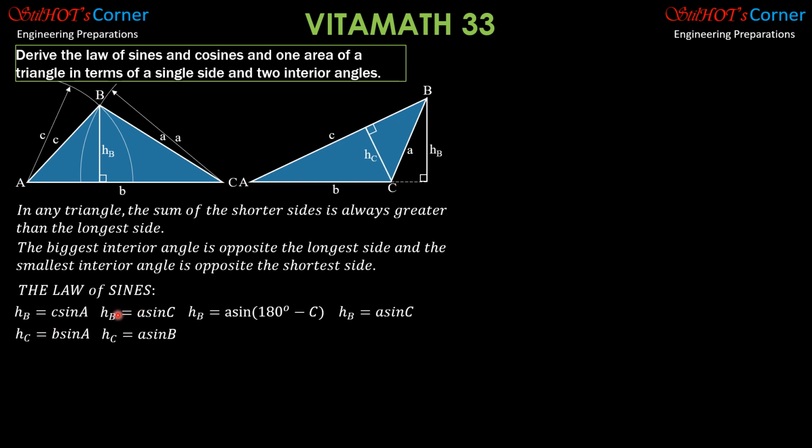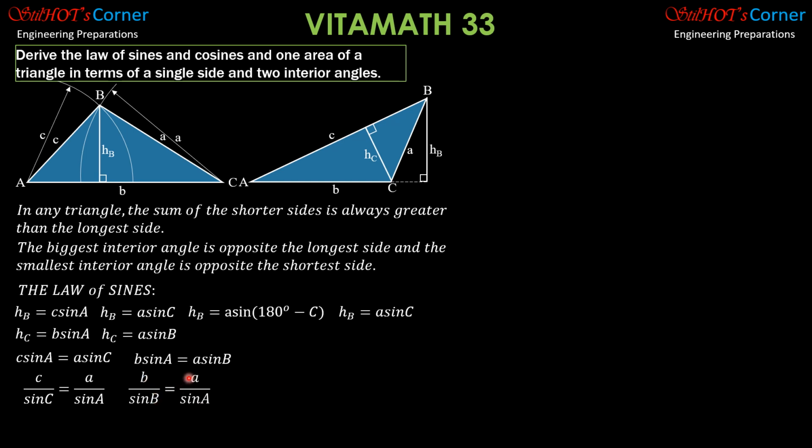From this equation, equating HB, we have C sine angle A equals A sine angle C. Then rearranging, C over sine angle C equals A over sine angle A. Likewise, equating H sub C, we have B sine angle A equals A sine angle B. So from this equation, C over sine angle C equals A over sine angle A. From this equation, B over sine angle B equals A over sine angle A. So A over sine angle A equals B over sine angle B.